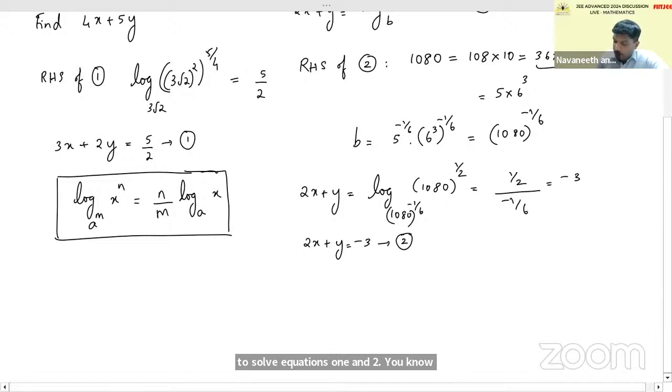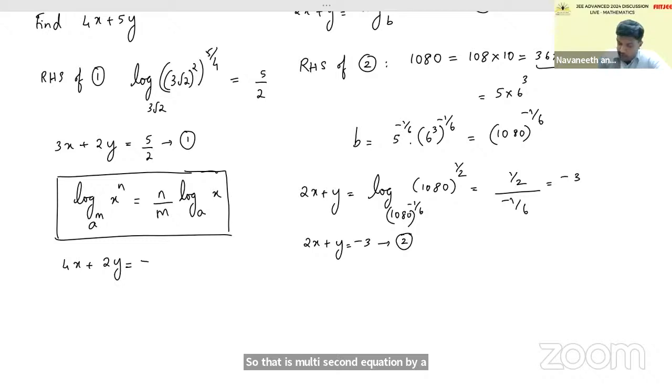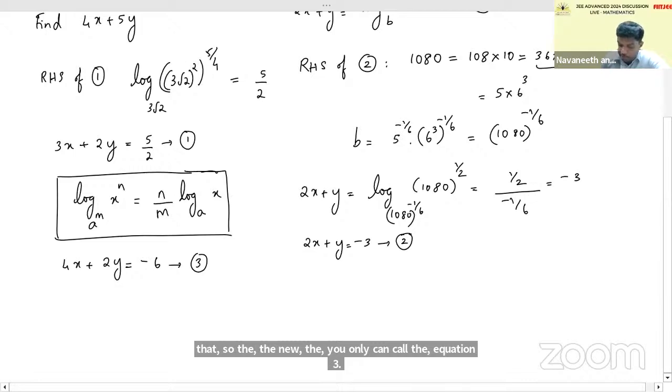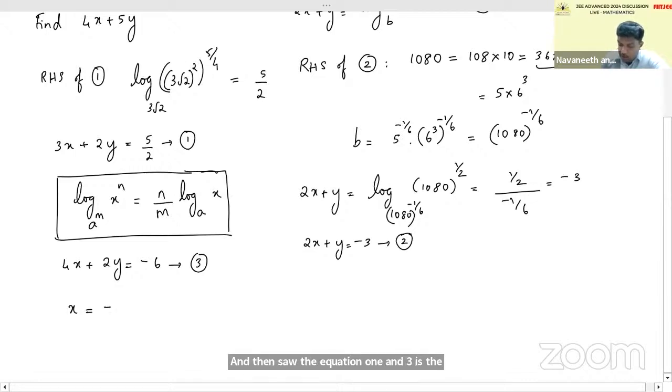So let us multiply the second equation by 2 so that I can rewrite that as 4x plus 2y is equal to minus 6. So that this is the new equation, if you want to call it equation 3. And then solve equations 1 and 3 by just subtracting them. So I guess we get x is equal to minus 6 minus 5.